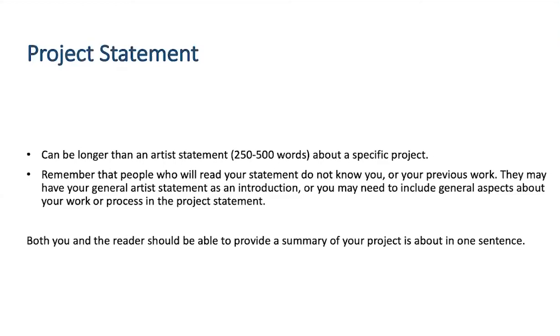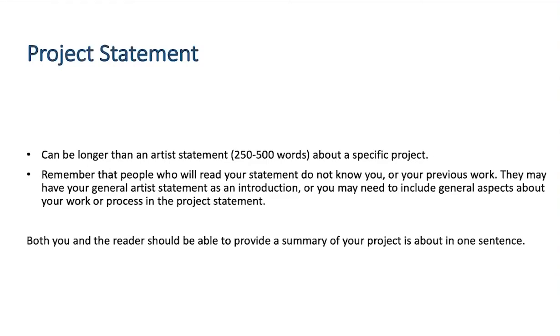Oftentimes your artist statements or your project statements are being read in the context of a jury or a committee. So oftentimes you're submitting to something, either to become part of a program. It could be along with your portfolio. It could be a grant application or a gallery application. So when a jury is reading 20, 50, or 100 artist statements, the ones that are very clear and succinct are the ones that are going to stay in their memory.